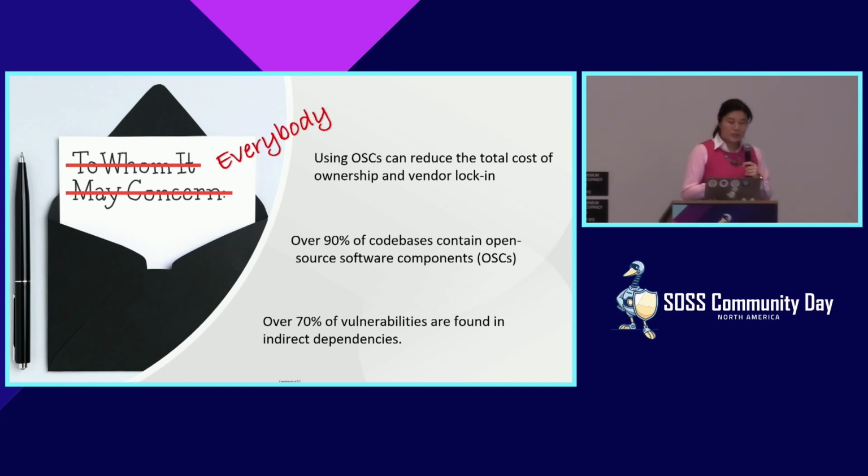It helps to prevent vendor lock-in and reduce the total cost of ownership. It's affordable, it's customizable, it's in over 90% of code bases. And yet, over 70% of the vulnerabilities are found in indirect dependencies. So why is that?